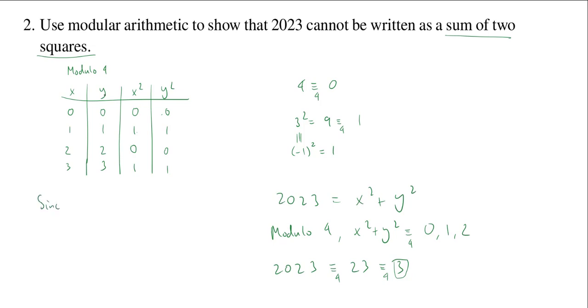So since x squared plus y squared is not congruent to 3 mod 4, and 2023 is congruent to 3 mod 4, there do not exist integers x and y such that 2023 equals x squared plus y squared.